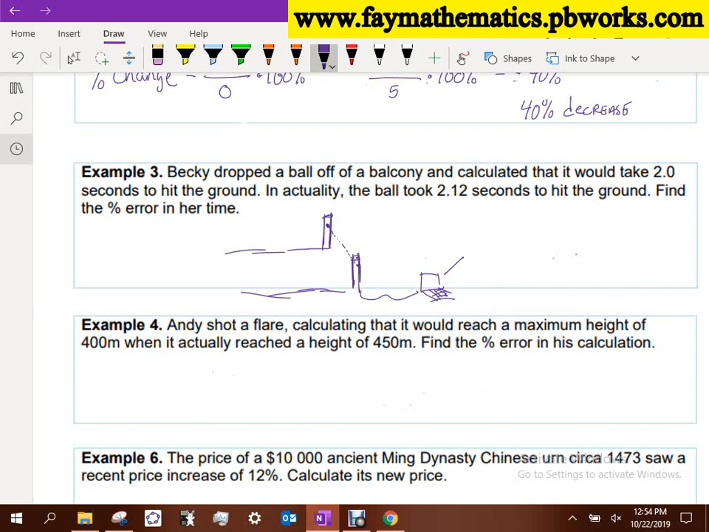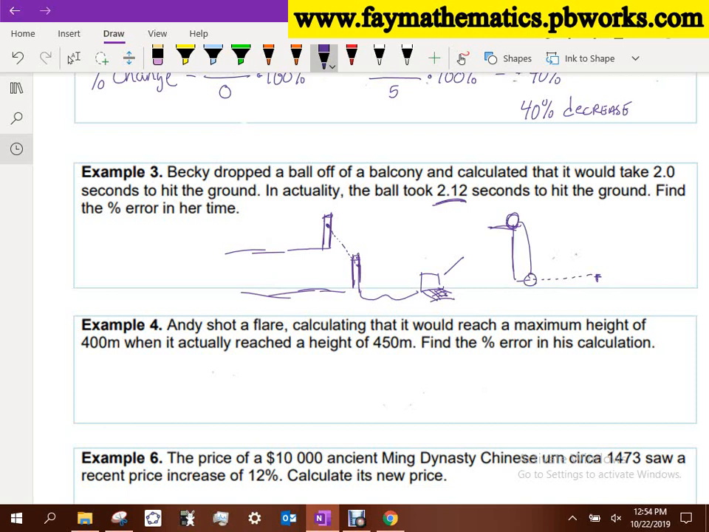So the same idea happens with this ball. How do they know the ball took actually 2.12 seconds? What we've got here is she's going to drop this ball off of this height. We can assume that down here at the bottom, there's a laser, and when that ball breaks that laser, it's going to stop the time. Does that make sense?